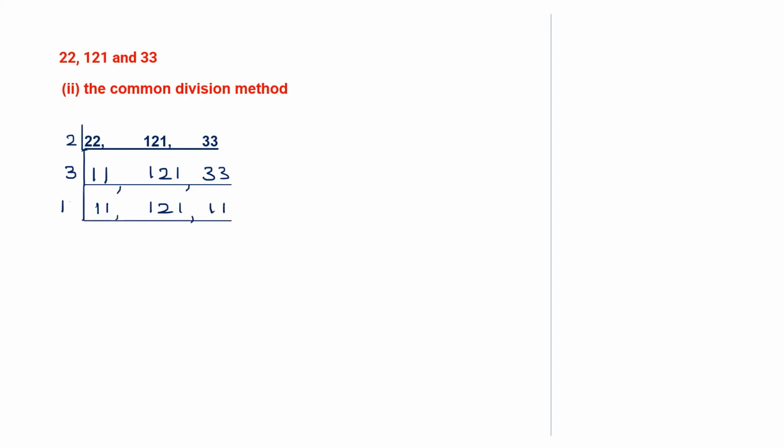This time I'll do with 11. So that is 11 ones are 11. Then 11 into 11 is 121 and this is 1. So now this is 11. I bring down 1, 1 and 1. So my LCM will be 2 into 3 into 11 into 11.